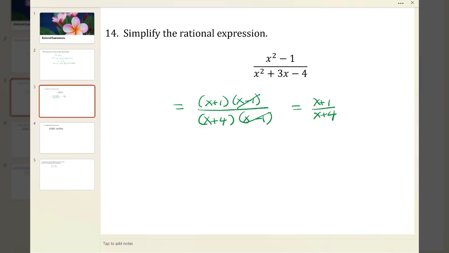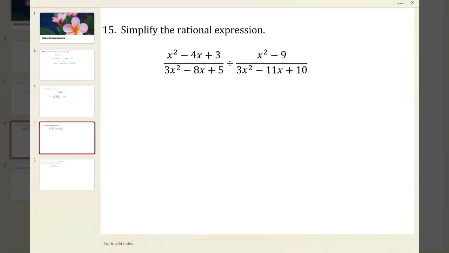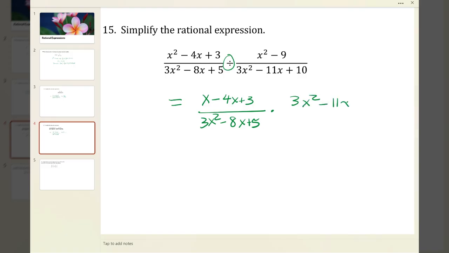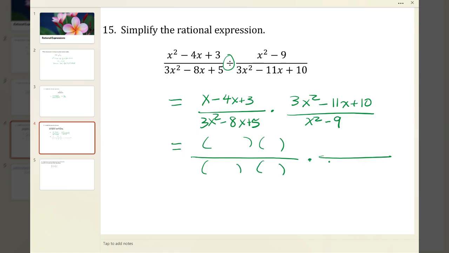Okay. The next problem is to simplify this radical expression. Once again, we factor everything. But since this is a division problem, you are going to first turn it into a multiplication problem, right? So I'm just going to rewrite this as a multiplication problem. That means you invert the second quantity. You take the reciprocal, so you multiply by the reciprocal. Now you do the same thing as we did before, which is to factor everything as much as we can.